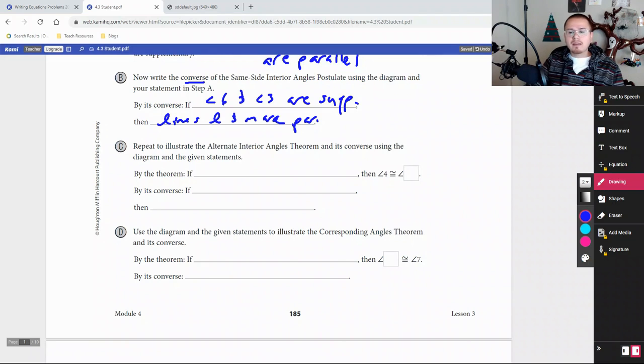We're going to repeat that to illustrate the alternate interior angles theorem. So again, find that note sheet. And its converse using the diagram and the given statements.